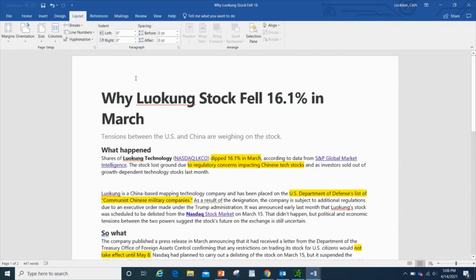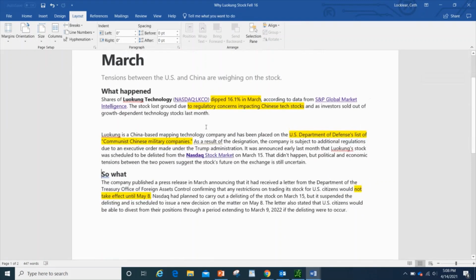Why did Luokung stock fall 16.1% in March? As you know, the dip happened in March. There was a lot of correction going on, but there was also a bigger catalyst. The stock lost ground, which I highlighted, due to regulatory concerns impacting Chinese tech stocks. For the recap, this China-based mapping technology company had been placed on the U.S. Department of Defense list of Communist Chinese military companies.